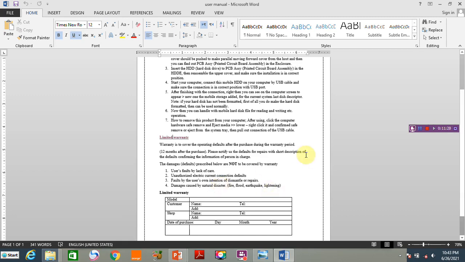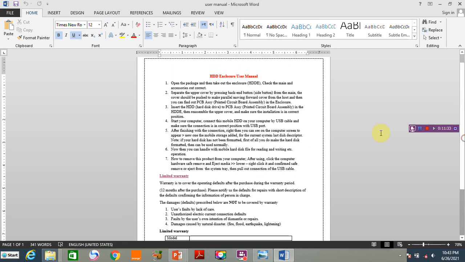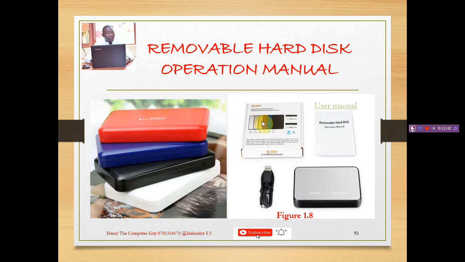So actually this is the little we had in this user manual. These are the things they gave us in our user manual. We have read them and we are going to see practically what they meant. Let's close this. So we come back to our package. We have our package, we have got our enclosure, the user manual, we have seen what is already inside there. Then we have our USB cable we shall use to connect to our computer.